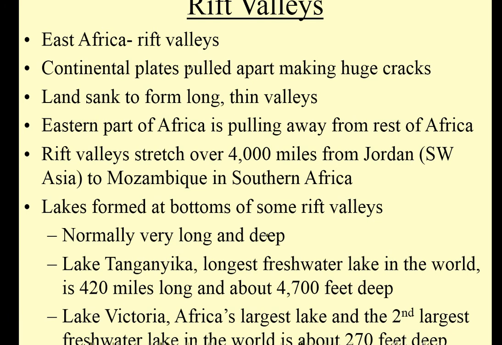Rift valleys make up a lot of East Africa, and it's basically the land pulling away from itself, making these huge cracks and indentations in the ground. The continental plates slide, pulling away. The land sinks and makes these small, thin valleys. The eastern part of Africa is pulling away from the rest of Africa. That's why the Great Rift Valley is over there.